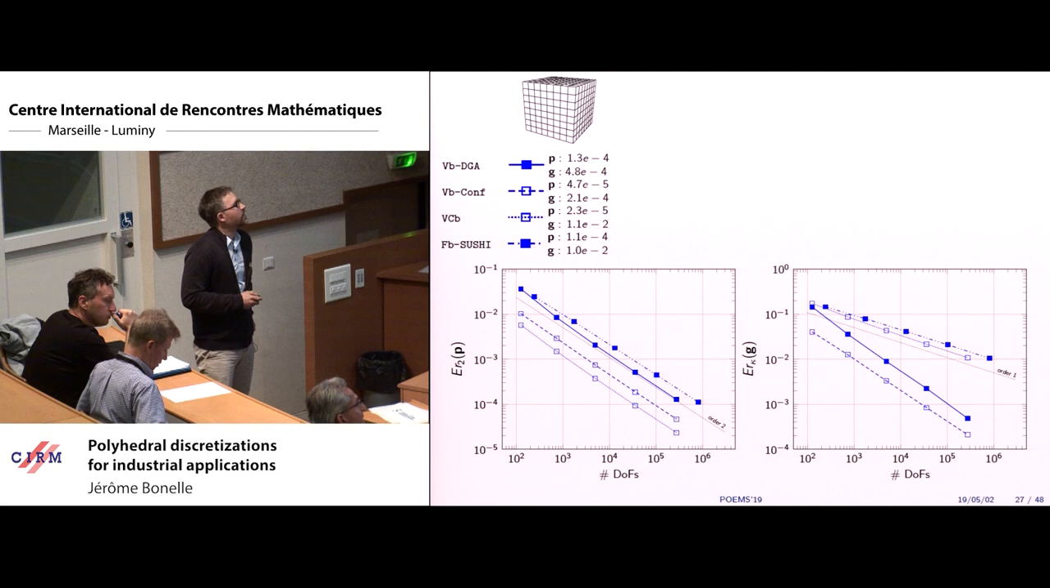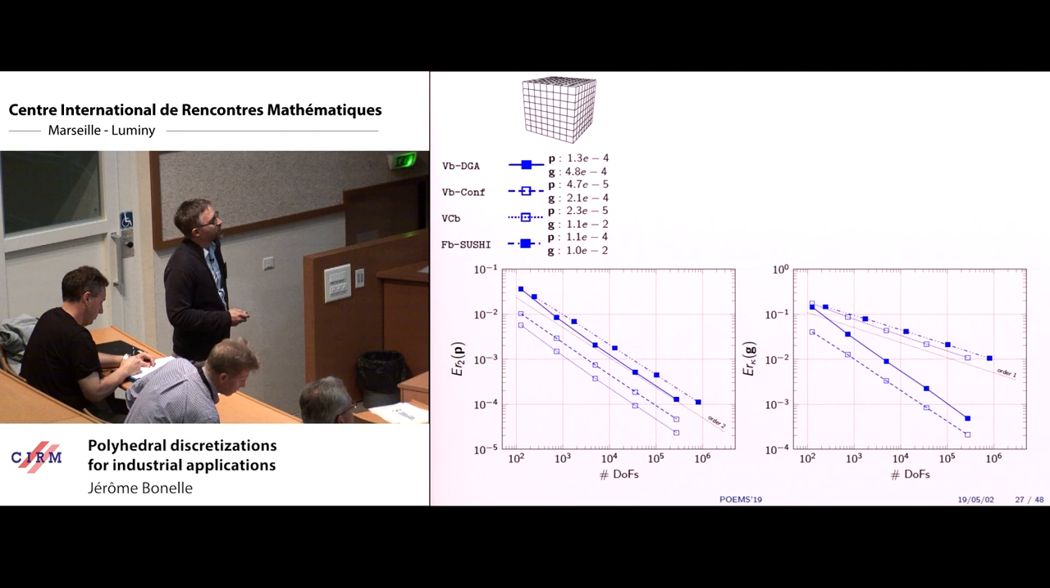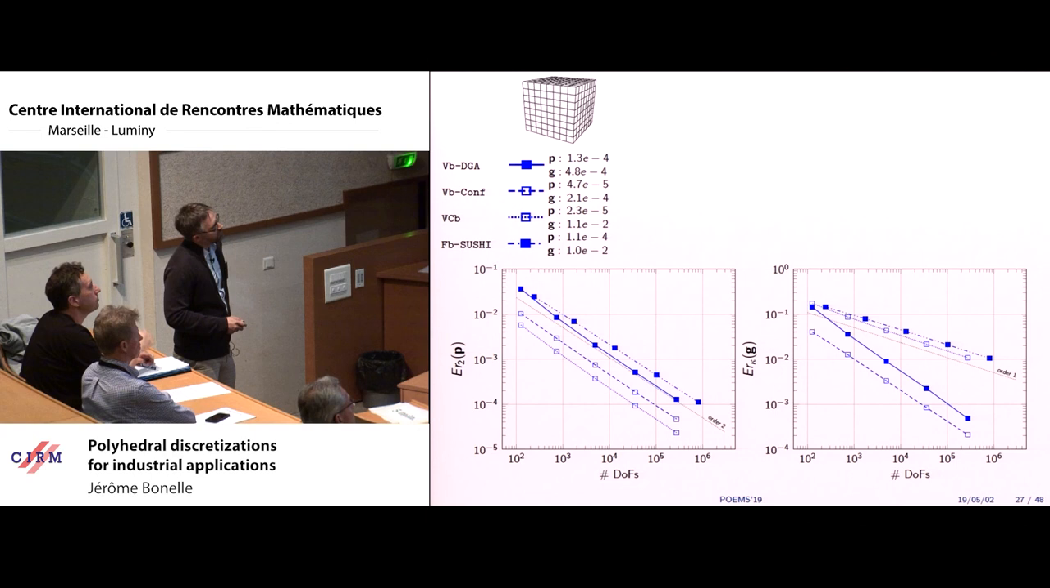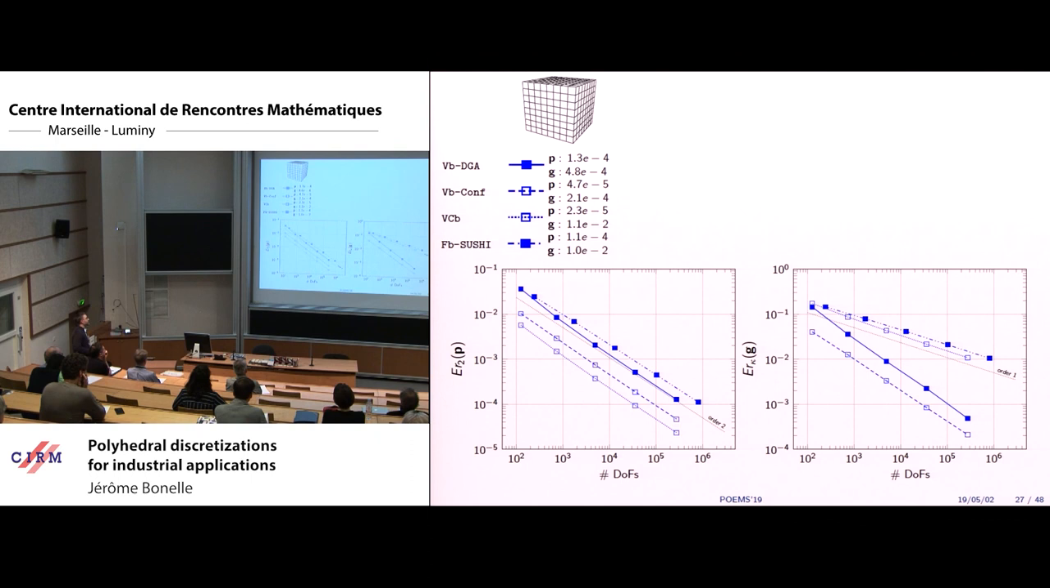This one is face-based. This is non-conforming vertex-based. The conforming vertex-based and the vertex plus cell-based. So you can see that there is a difference in the accuracy, but not in the order of convergence. This is not the case for the gradient, where we can find a superconvergence in this specific mesh sequence for the non-conforming and the vertex plus cell and the vertex-based conforming discretization.